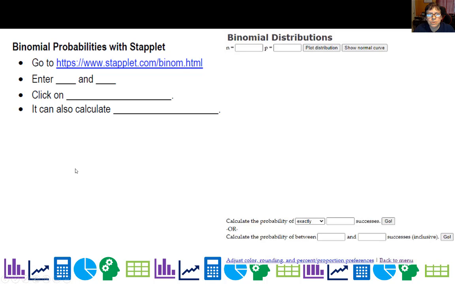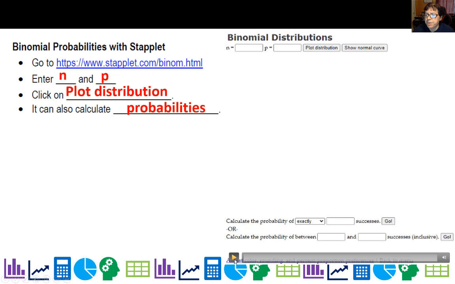Staplet also has a great tool for binomial probabilities. Honestly, I like either one of these better than the calculator because you have the graphical image, so it's going to help you understand it better. So if you're doing Staplet, first of all, enter N and P into the binomial distribution part up here, and I'll show you that in a sec. Then you click on Plot Distribution, and it can also calculate probabilities. So I'll show you how to go through that.